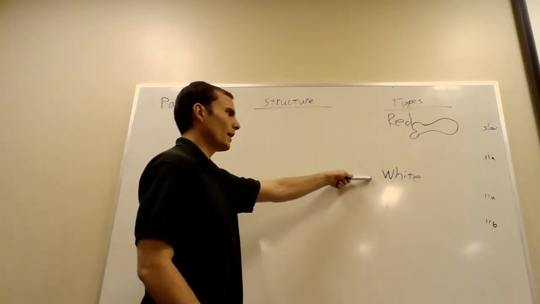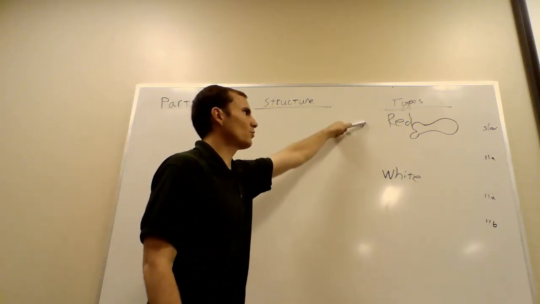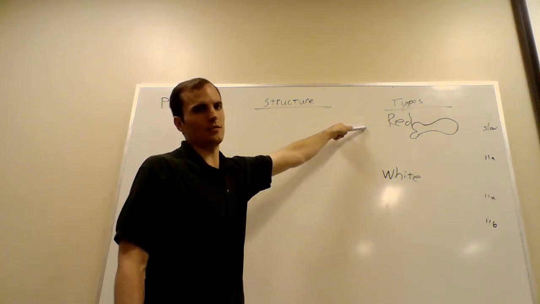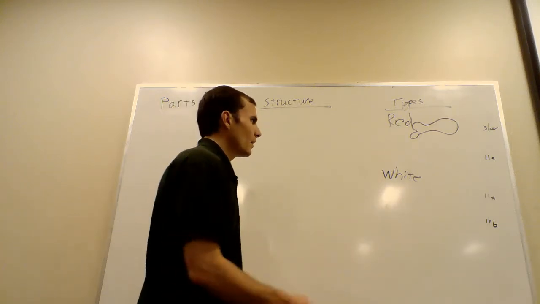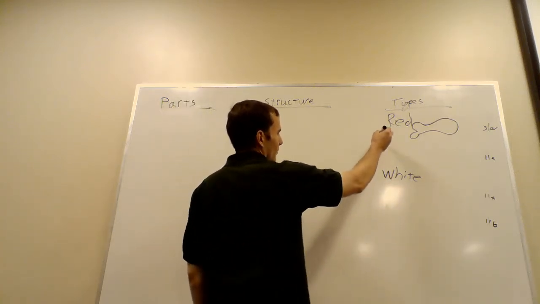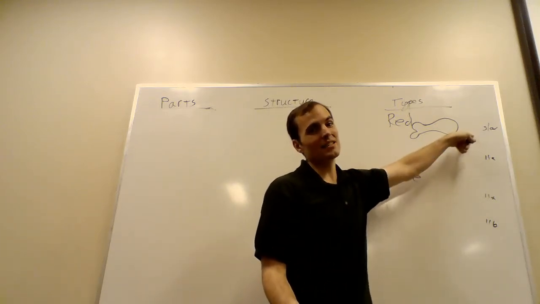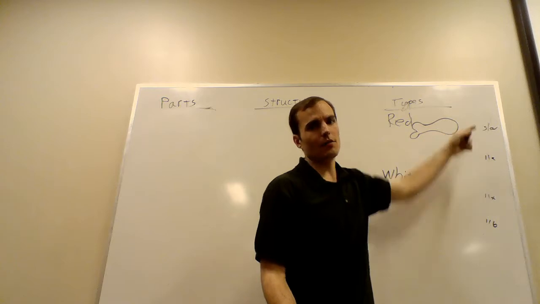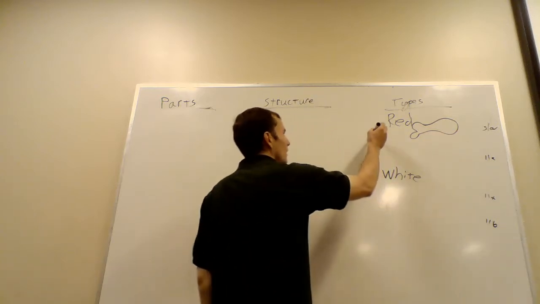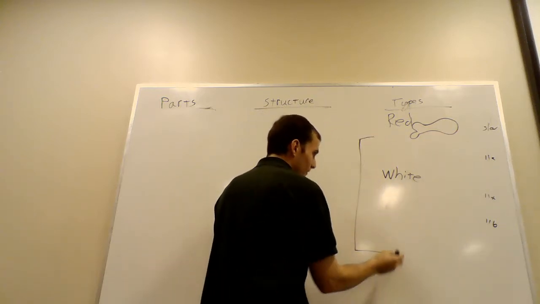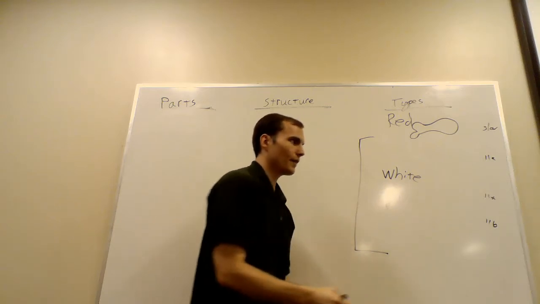So white is strong, but no endurance. Red is weaker, but lots of endurance. Okay? And then he categorized these into fast and slow twitch. It's really cool, because the only slow twitch literally has slow in the name. Everything else is fast twitch. Okay? I just drew a bracket like this, saying those three things are considered fast twitch.